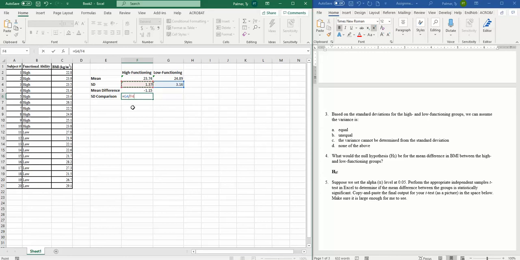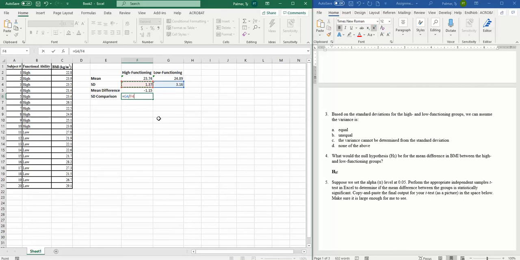So to compare standard deviations, again, it talks about this in the PowerPoint. Please refer to the PowerPoint for more details. To compare standard deviations, all you have to do is take the higher standard deviation, whether that's in group 1 or group 2. In this case, it was in group 2. Group 2 had the higher standard deviation, 3.16. Take that standard deviation and then divide it by the smaller standard deviation, and in this case, group 1 had the smaller deviation. The higher functioning group had a standard deviation of 1.37. So the larger standard deviation divided by the smaller standard deviation.